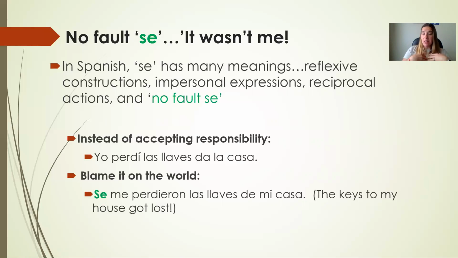Instead of saying, I lost the keys to my house, "yo perdí las llaves de la casa," that's not at all how we would say that in Spanish. We would say, "se me perdieron las llaves de mi casa." It would kind of be the difference in English between saying "I lost the keys" and "the keys got lost." It removes that culpability from whatever happened. Instead of the speaker taking responsibility, it just says that it happened. The world made it happen upon me, I guess is how I would translate that.